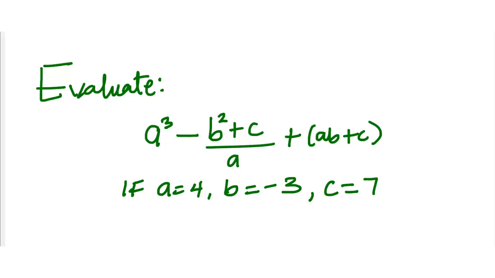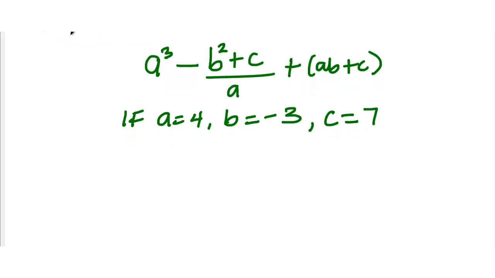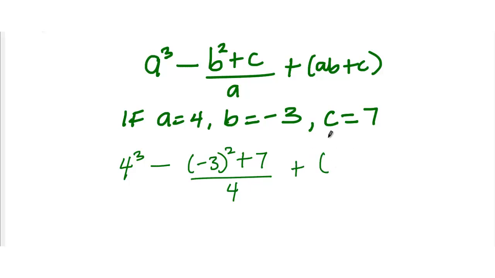So the question is, how do we solve this? The first thing we need to do is to substitute the values of a, b, and c in this particular problem given. So let me scroll up. So wherever we have a, we replace it with 4. So a cube here will now be 4 raised to power 3, right? Minus b squared, that will be -3 squared, plus c, that is, plus 7 divided by a, that is 4. Then plus ab, that is 4, I put it in bracket, then b is -3, then plus c, which is 7. So this is how we're going to be solving it.